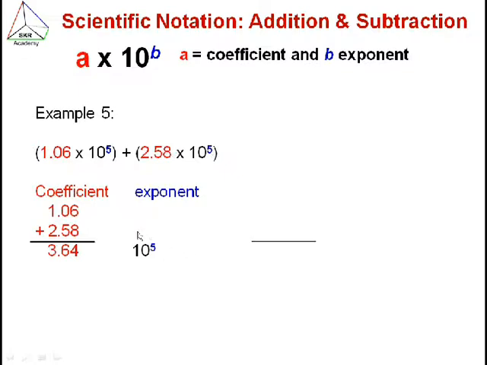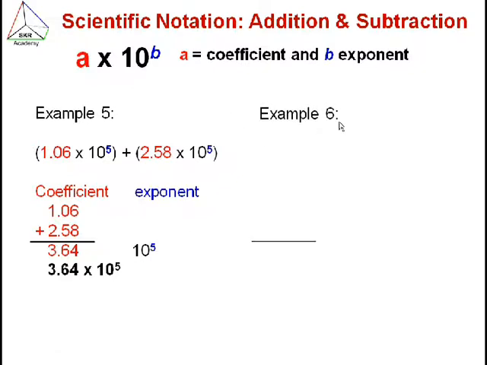And the important thing is that 10 raised to the power 5 is common on both sides, so we will write it as such. We need not add, divide or multiply these powers. If they are common on both sides, just take them as they are and write them in your answer. So the final answer is 3.64 times 10 raised to the power 5, and that's it.